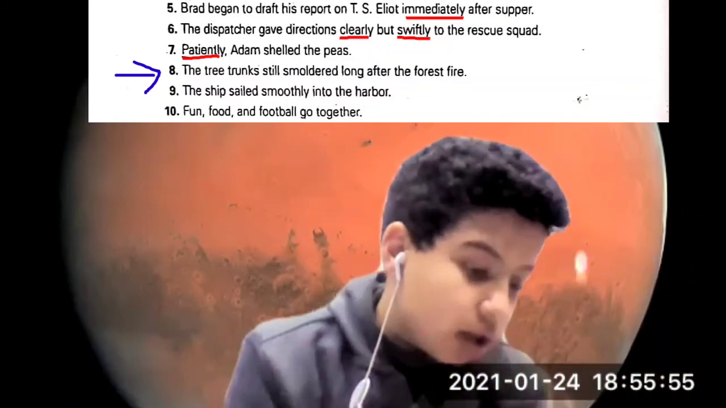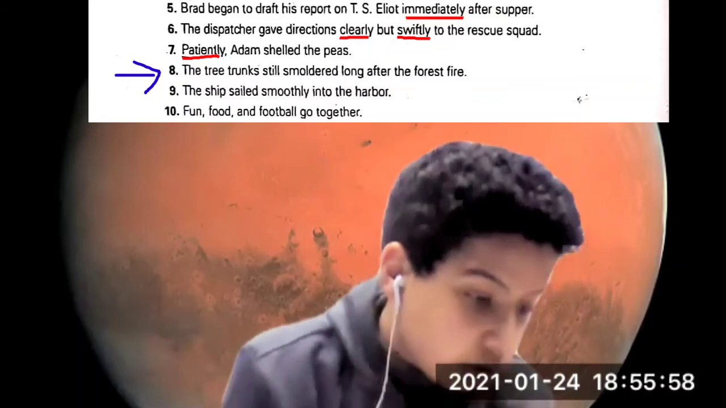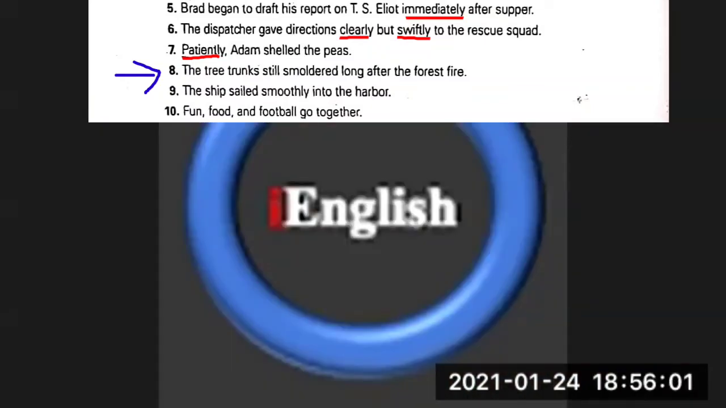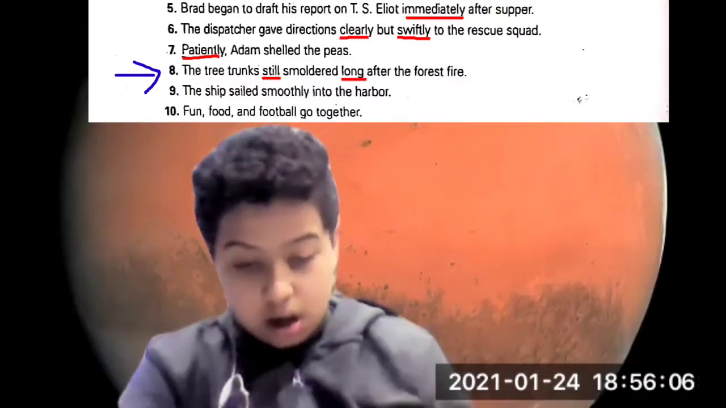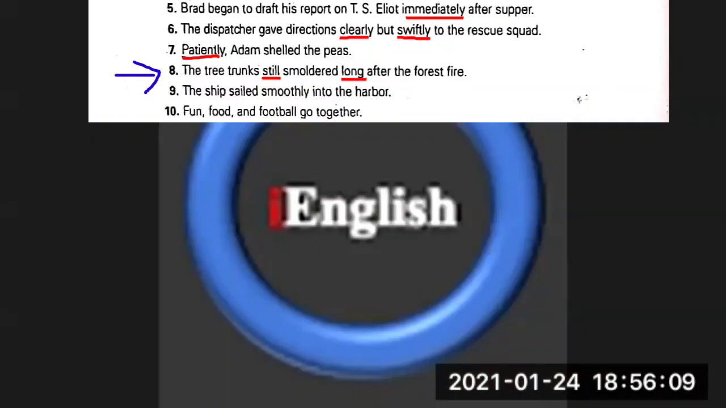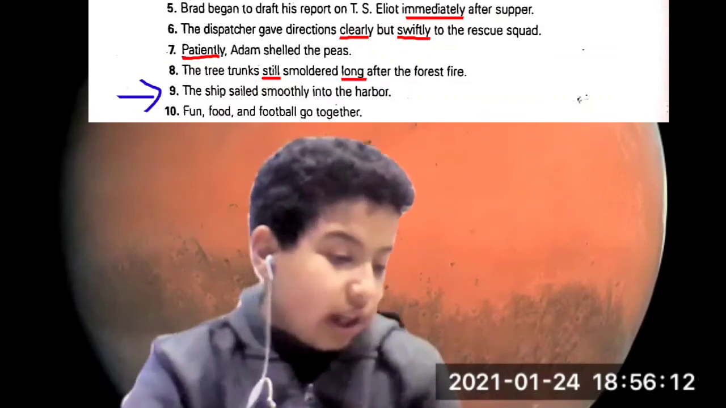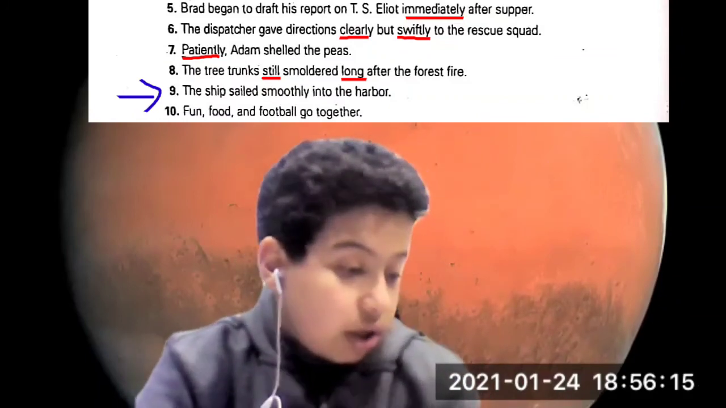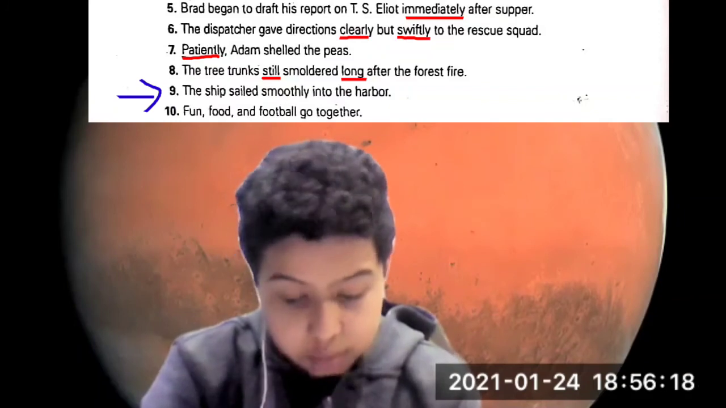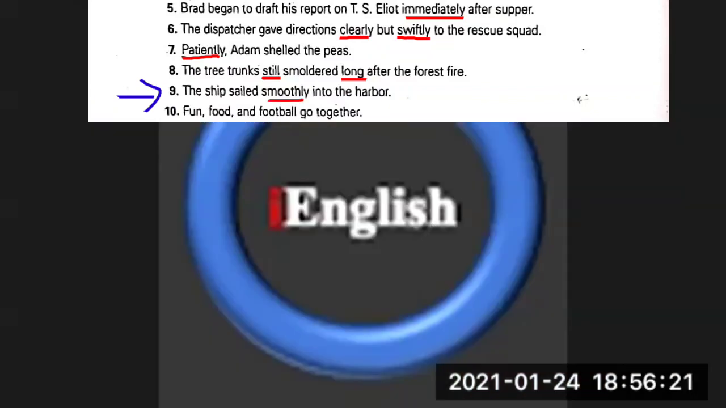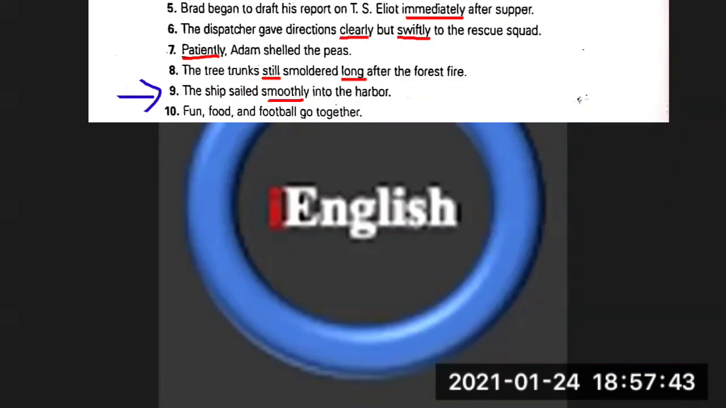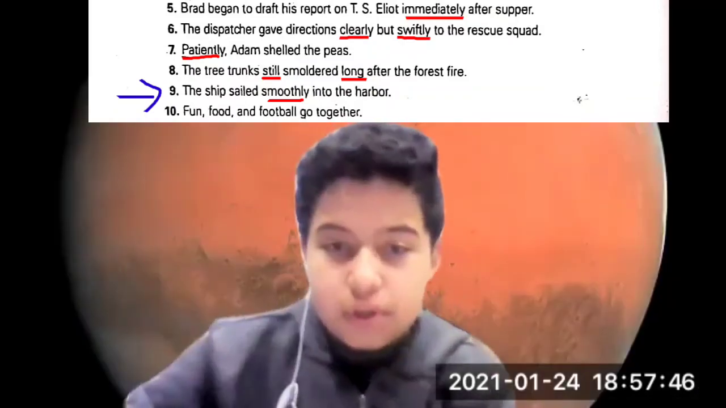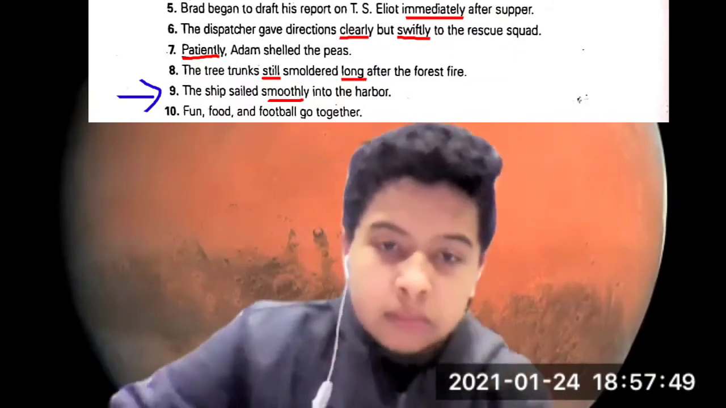Okay. Long. Still, long. Yeah, still, long. I was going to say still actually. Alright, number 9. The ship sailed smoothly into the harbor. Smoothly. Good. I'm saying it smoothly. Yeah, the sound is clear now. Thank you.